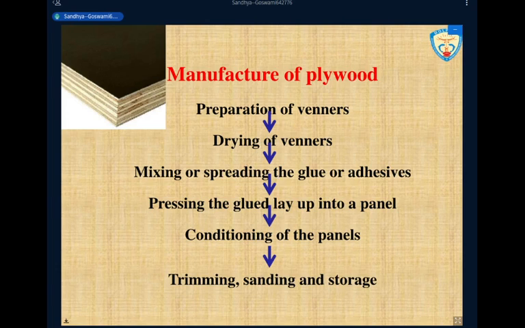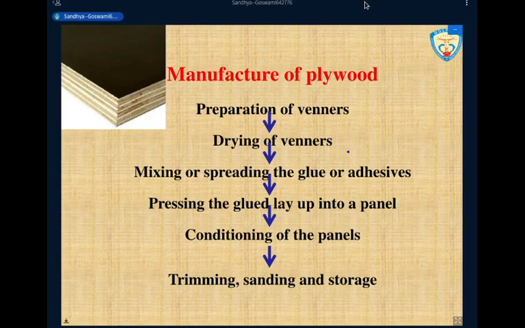Now, here is the manufacturing process of plywood. In the flow chart, you can see that for manufacturing plywood, we have to follow certain steps, right? The first thing we need to do is the preparation of veneers. Thereafter, we have to dry the veneers. As we all know, wood has a high amount of moisture content, and while making veneers, we also use some water so that easy plying of the wood can be done. That is why after this, veneers need to be dried.